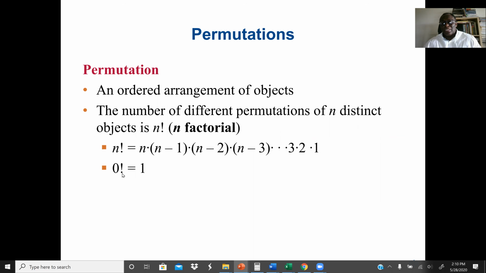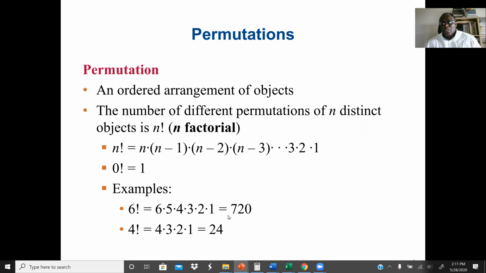A factorial of 0 by definition is 1. And for example, 6 factorial will be 6 times 5 times 4 times 3 times 2 times 1, or 1 times 2 times 3 times 4 times 5 times 6. The answer will be 720. Again, the reason we're learning how to find a factorial is because we are going to use it in the permutation formula. So 4 factorial will be 4 times 3 times 2 times 1.